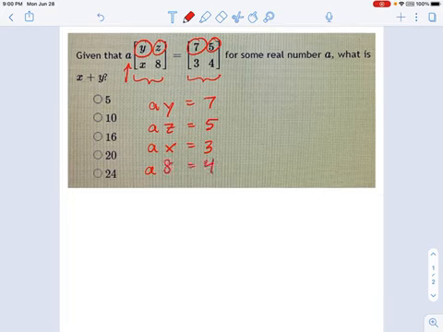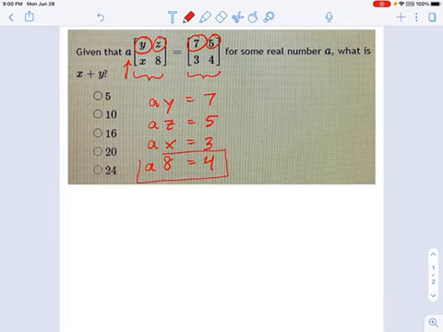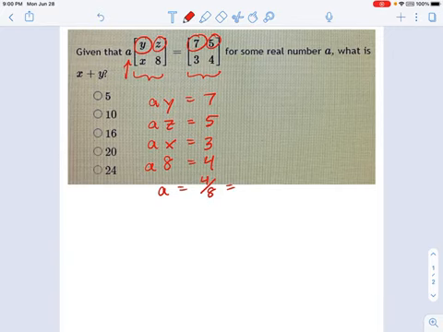Well, most of these equations are not useful because knowing that A times Y equals 7 doesn't tell me what Y is because I don't know what A is. And likewise for Z and X. But look at this one right here. This is your clue. A times 8 equals 4. Well, divide each side by 8, and we'll figure out what A is. Divide each side by 8, we get A equals 4 divided by 8, or in other words, A equals 1/2.